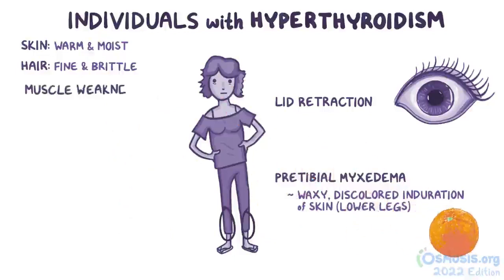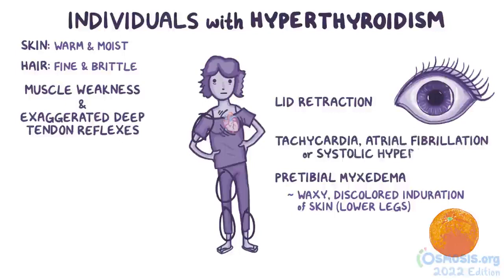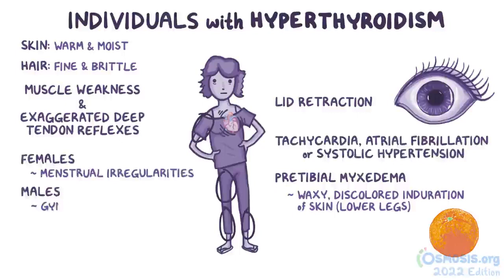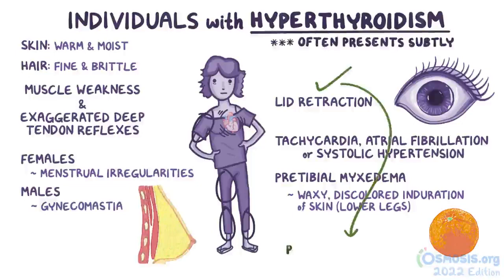There may be muscle weakness, especially in the thighs and upper arms, as well as exaggerated deep tendon reflexes. Tachycardia, as well as atrial fibrillation, or systolic hypertension, may also be present. Females can have menstrual irregularities, and males can have gynecomastia, or swelling of the breast tissue. However, hyperthyroidism often presents more subtly, with a single symptom evolving over weeks to months, and even that should prompt an evaluation for hyperthyroidism.